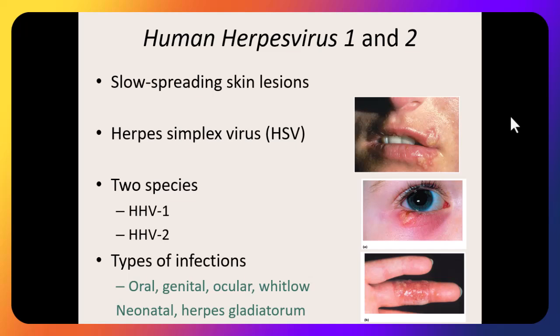Now again, where they cause the lesions depends on what kind of infection you have. HHV1 causes a lot of oral infections, more commonly known as cold sores. And again, if you've ever had a cold sore, this virus is in your body. It will never go away. It will go dormant, but then something will trigger it to reactivate, usually stress, which is like the last thing you want when you're already stressed out.